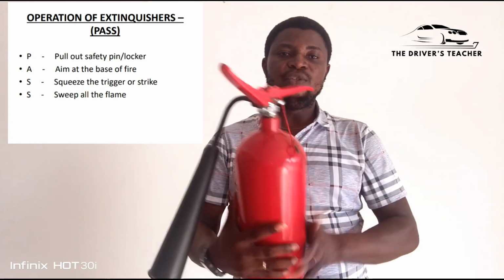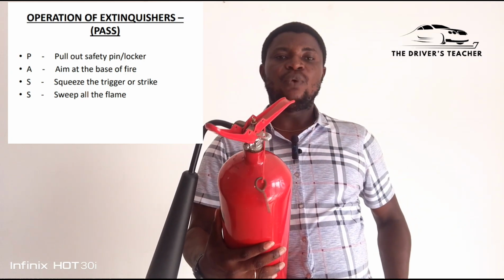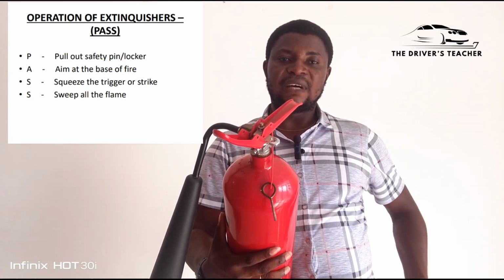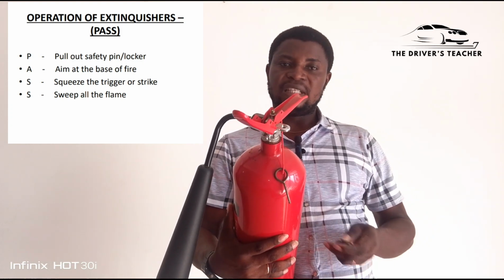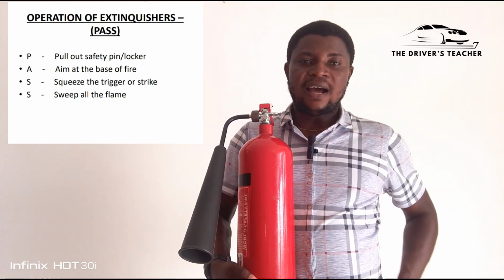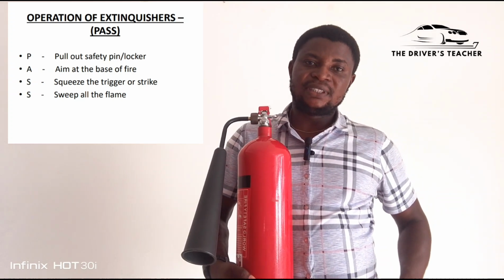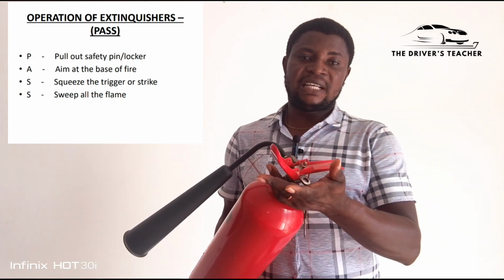So the first thing that you need to take note of is that you pull out the safety pin or the locker when you get to where the fire is. Please don't pull it and run with it before you get to the scene. No, pull it when you get to where the fire is occurring. After pulling out the safety pin or the locker, now the trigger becomes easy.